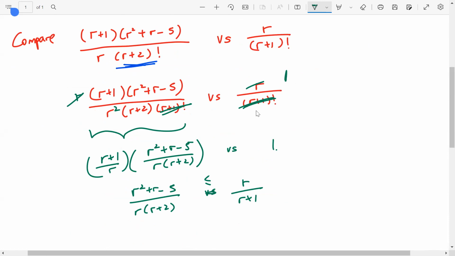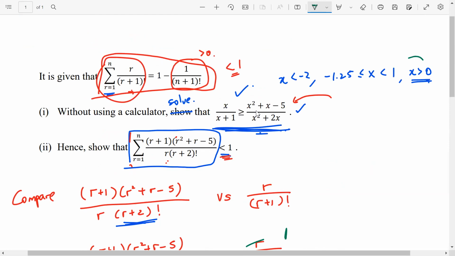Because you can just inverse this because r is greater than or equal to 1. So r is always positive. r plus 1 is always positive. You can bring this r and r plus 1 to each side without changing the sign. But you need to say this. Okay, we need to emphasize on this and we need to emphasize on this.